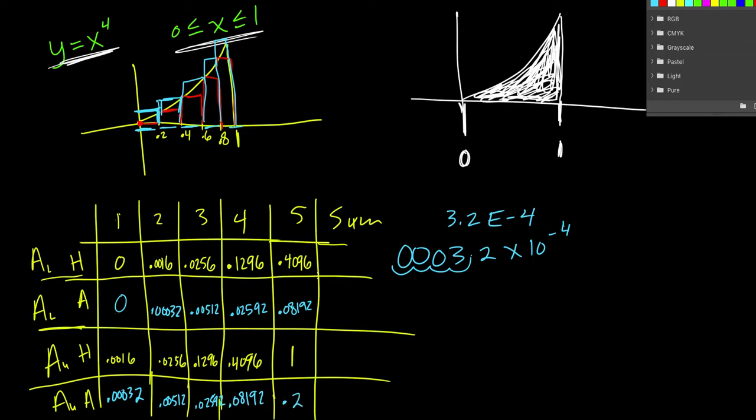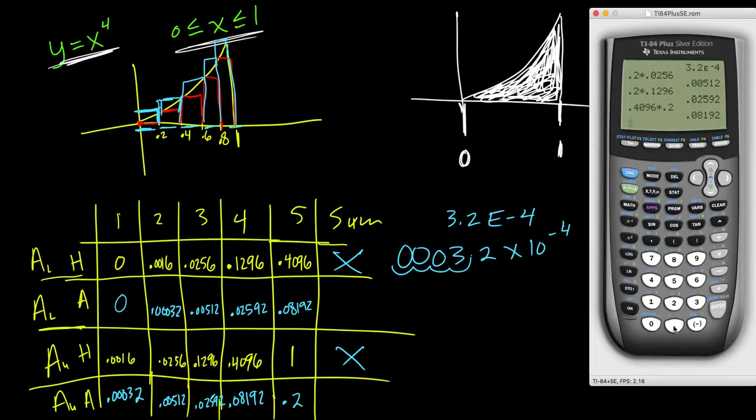Okay, now we just need to sum. We don't care about this sum or this sum, doesn't really matter. We just add the blue ones. And so we're going to get 0.00032 plus 0.00512 plus 0.02592 plus 0.08192. We'll get 0.11328.